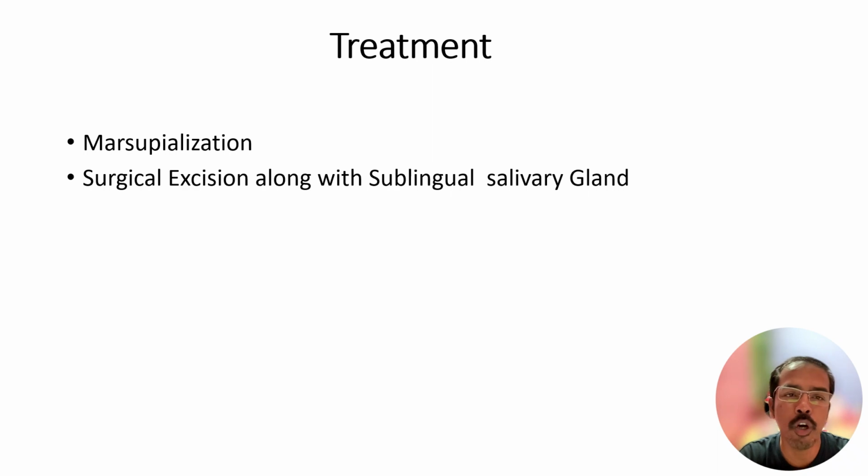There are two treatment options for the ranula. One is marsupialization, and the other is surgical excision of the ranula along with excision of the sublingual salivary gland.